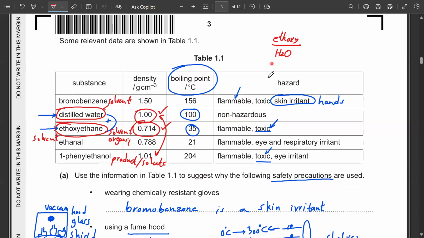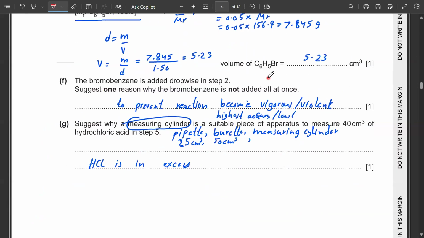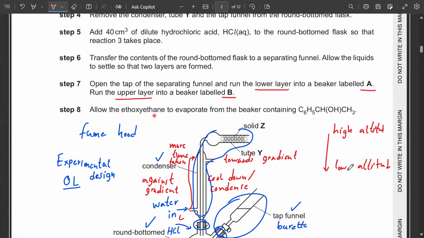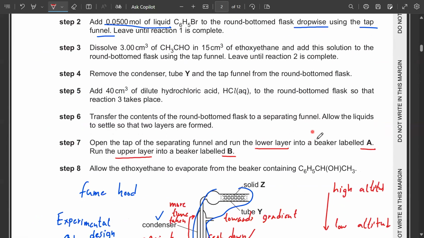Now they also said that the lower layer was added into beaker A. According to the steps, the lower layer was in A, and we know the lower layer is H2O, and the above layer is ethoxyethane. Clear? So that means H2O is put in beaker A, and ethoxyethane is put in beaker B. Is that clear?